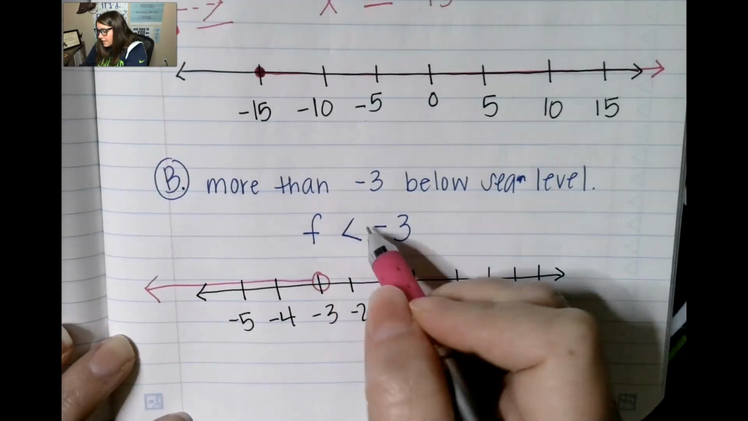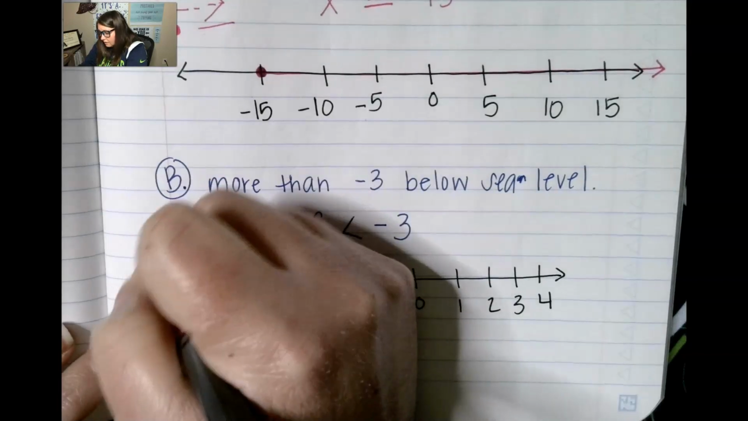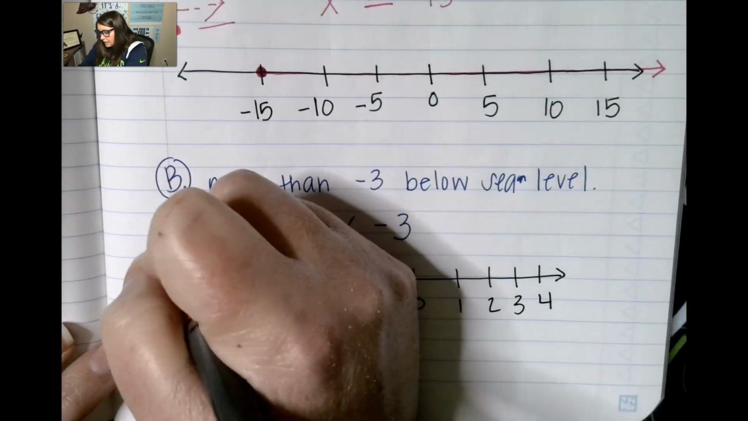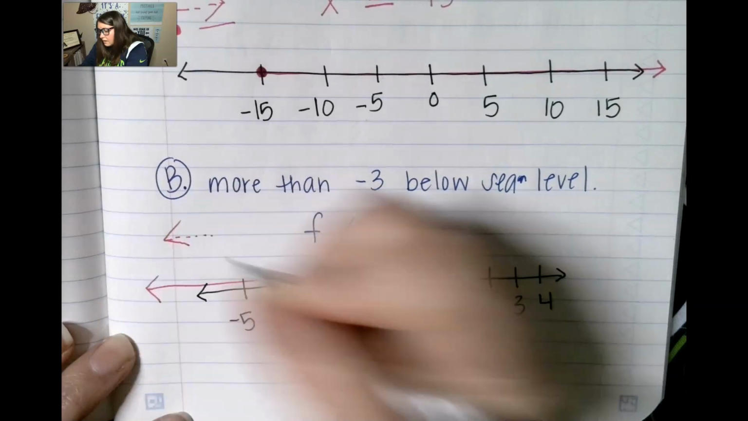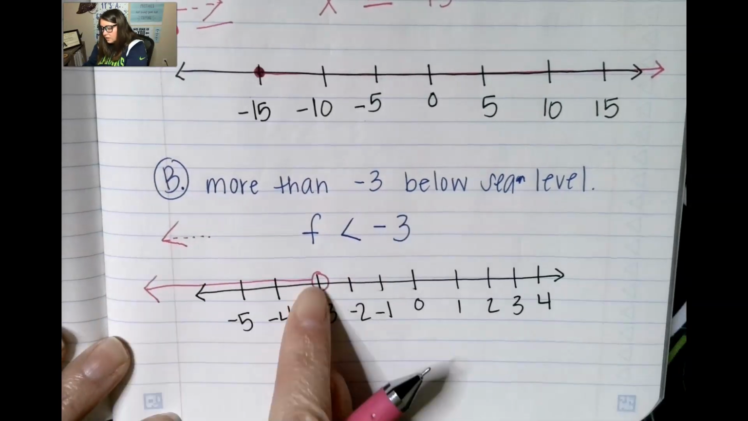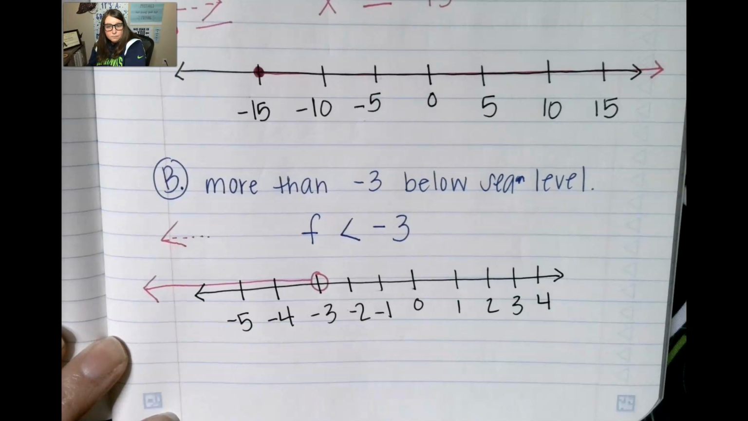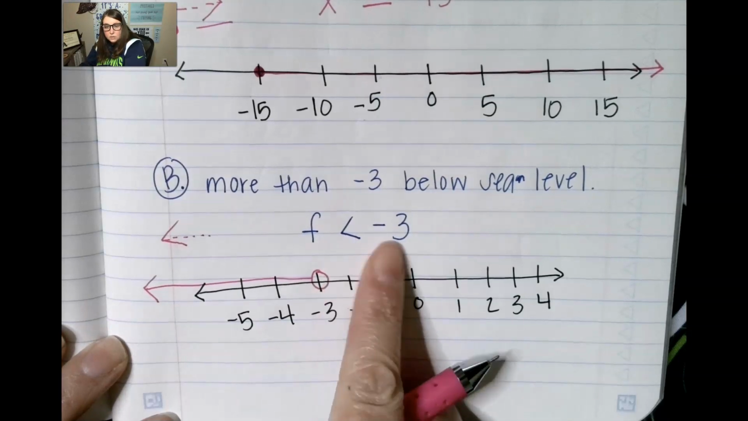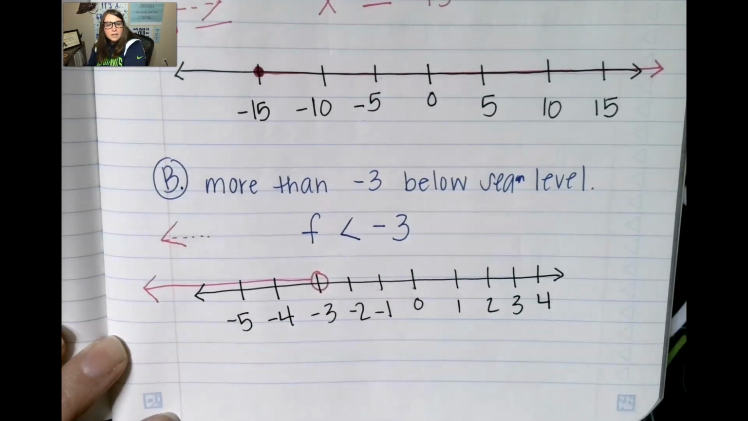If you look at this less than sign, if you were to just draw an arrow like that, you notice that your arrow's going this way. And again, it's an open dot because there's no line underneath it. It does not include it.